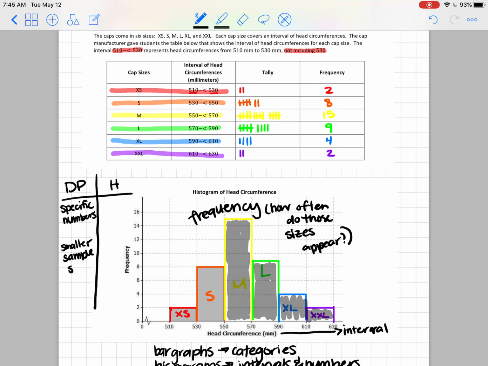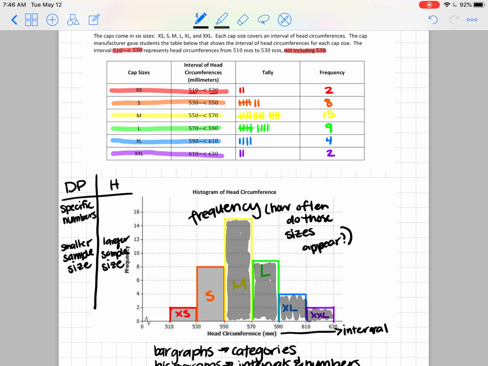So if I'm polling 20 people, I could use a dot plot. If I'm polling 10 people, I would use a dot plot. However, with those larger sample sizes, I would want to use a histogram. Here's why. If I give 200 people a survey, I don't want to draw 200 dots. I don't have time to draw 200 dots. I don't have the energy to draw 200 dots. And I know y'all aren't wanting to draw 200 dots either. So a histogram is really great for that.